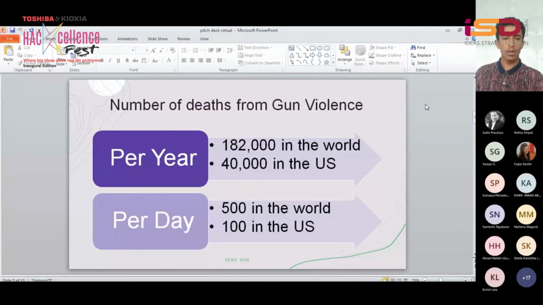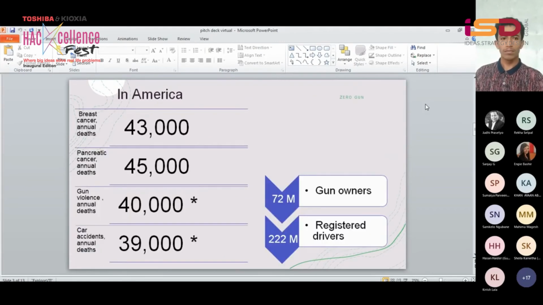As we might expect by now, the problem is gun violence. Why gun violence? Because numbers tell us that it's an epidemic. In the world right now, we are losing 20 people every hour. And in America, the issue gets worse. Actually, we lose 40,000 lives in America. That's almost the same as annual deaths from car accidents, despite having 3 times more registered car drivers than gun owners.